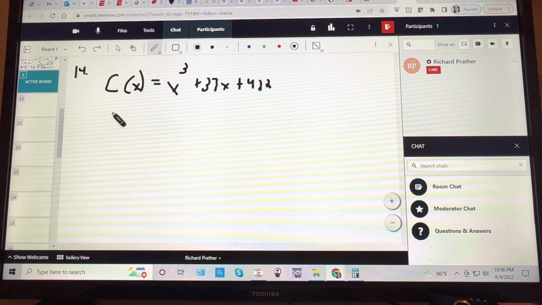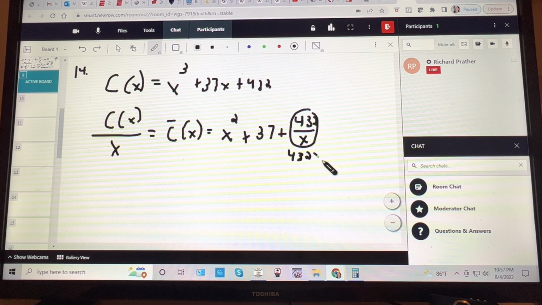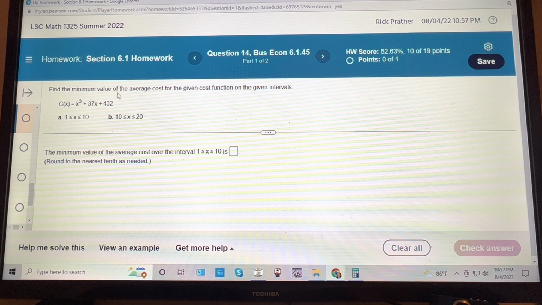Average cost is when you take the cost function and divide by x. Think of it like in an average, where you add them up and divide by how many there are. So if you divide the cost function by x, you get what they call average cost, which they just put a bar over the C. So it'll take an x away from x to the third, make it x squared. It'll take an x away from that, make it just 37. But then the 432 would go over x. Or you could think of this as 432 times x to the negative 1. So find the minimum value of the average cost.